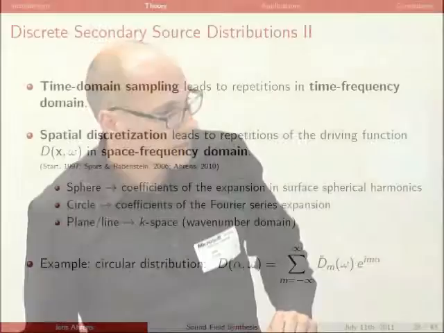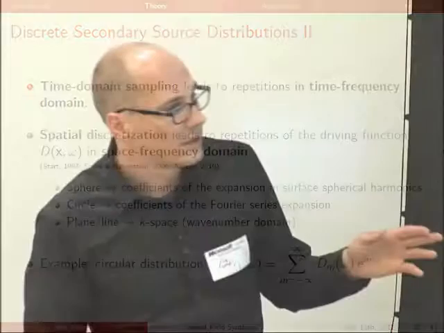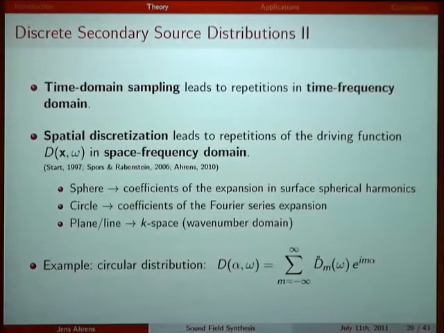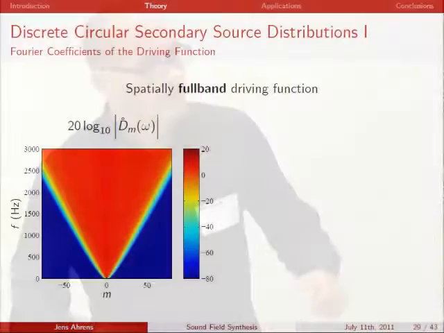So I want to illustrate this process of sampling and the evolving repetitions on the example of the circular distribution. Remember, the driving function is a Fourier series. These are the basis functions, the coefficients, and this is termed the order, m. Again, you don't need to sum from minus infinity to infinity because of the convergence of this series. So the magnitude of the driving function may look like this. It has some triangular shape.